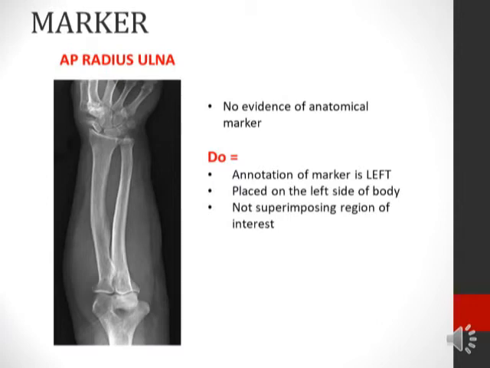Next is marker. In this radiograph, there is no evidence of an anatomical marker. So the thing that we need to do is the annotation of the marker should be left side and placed on the left side of the body, not superimposing any region of interest. So we can put the marker here or here within the collimated area.